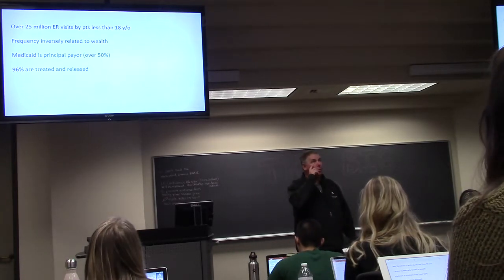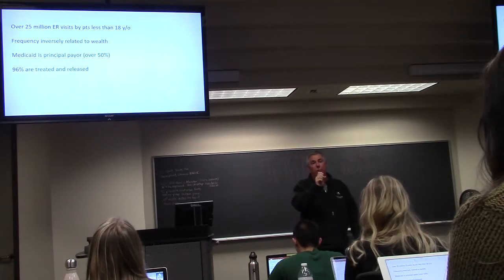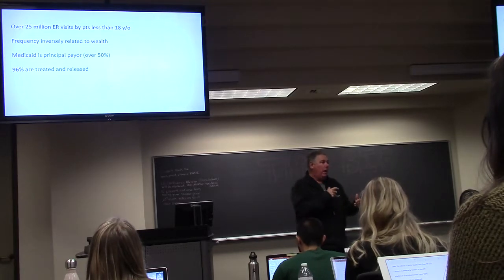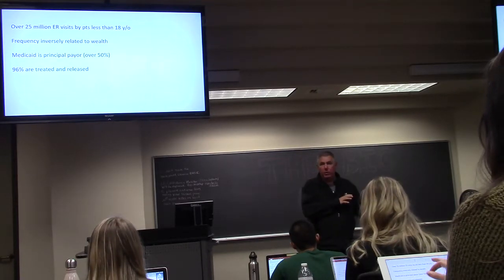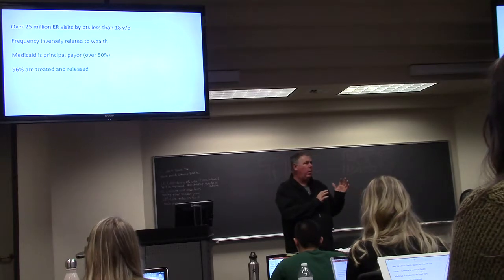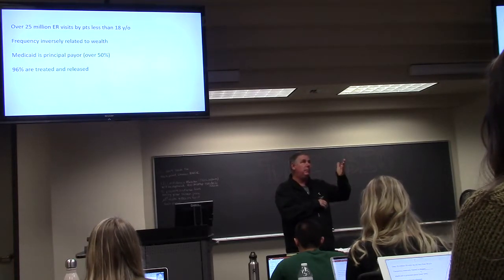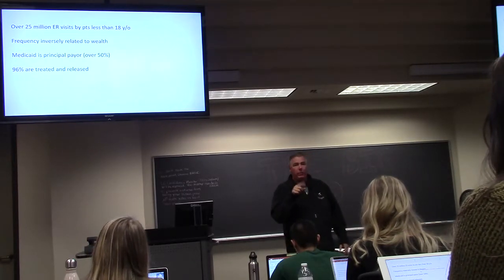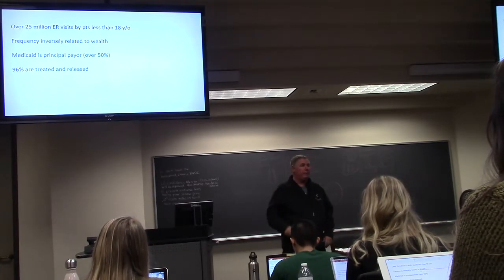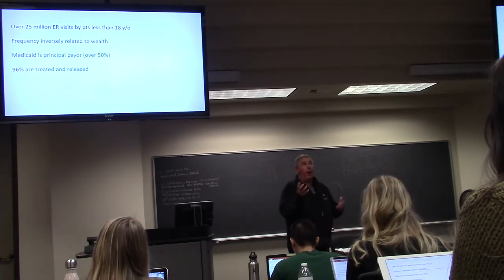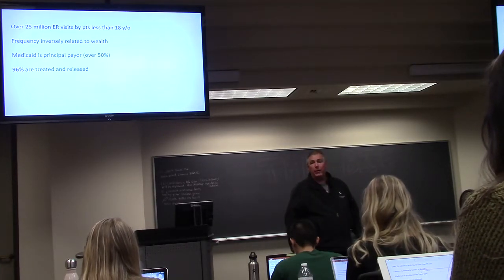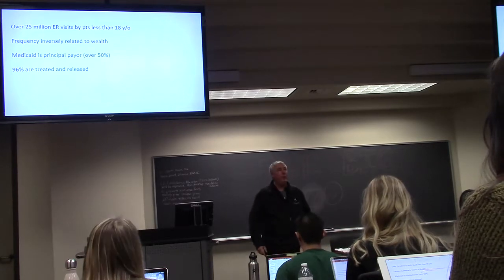And that second bullet point, the frequency is inversely related to wealth. Most of the time you're dealing with the uninsured or the welfare population, which is Medicaid, and the Medicaid system in this state is called SoonerCare. Care with a capital C, one word, SoonerCare. Why? Well, because they don't have primary care providers as a primary reason.